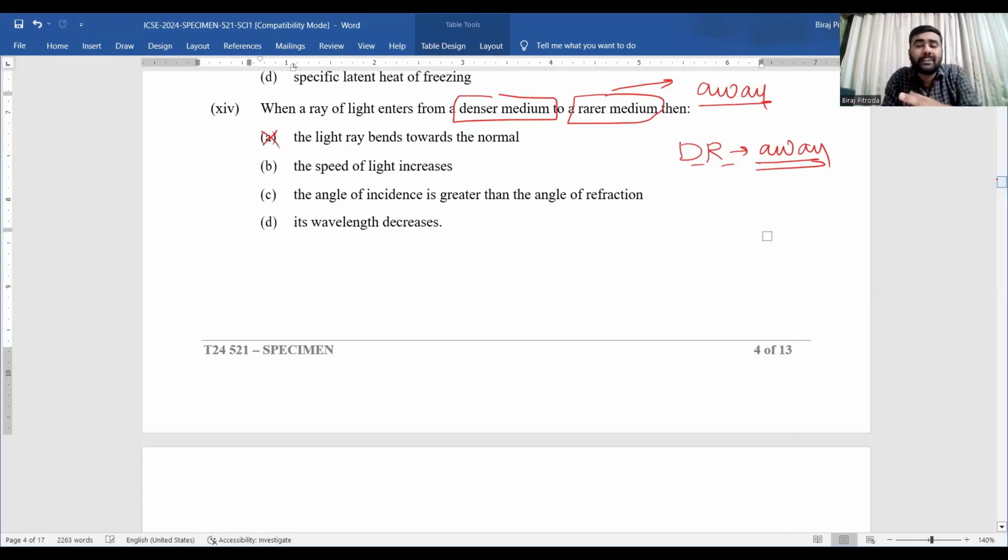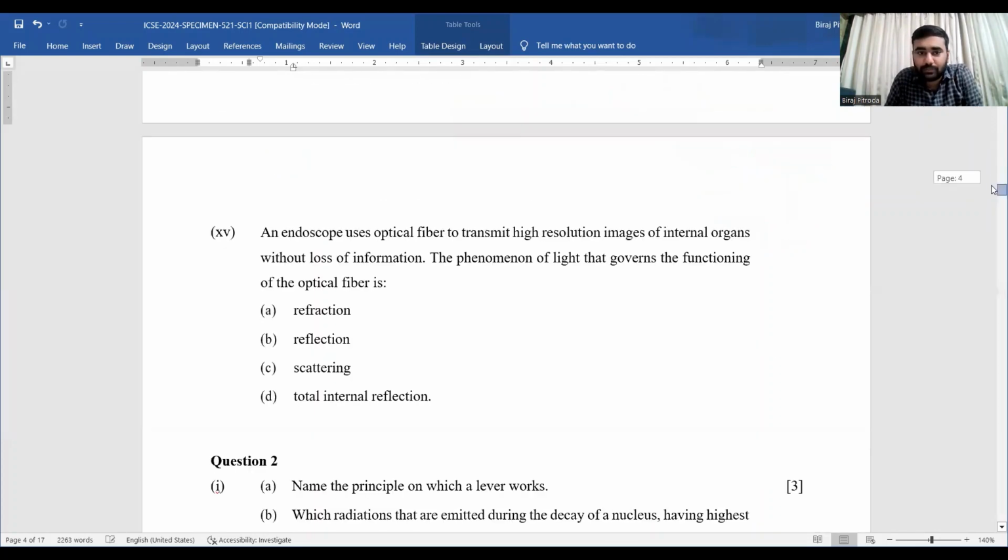Let's go much into detail. This ray can travel away from the normal if its speed increases. So do I have any option such that? Yes, it's option number B, because the ray of light is going from denser to rarer. So when it goes from denser to rarer, its speed, students, is going to increase. That's my option number B. Let's take the last and the final MCQ.